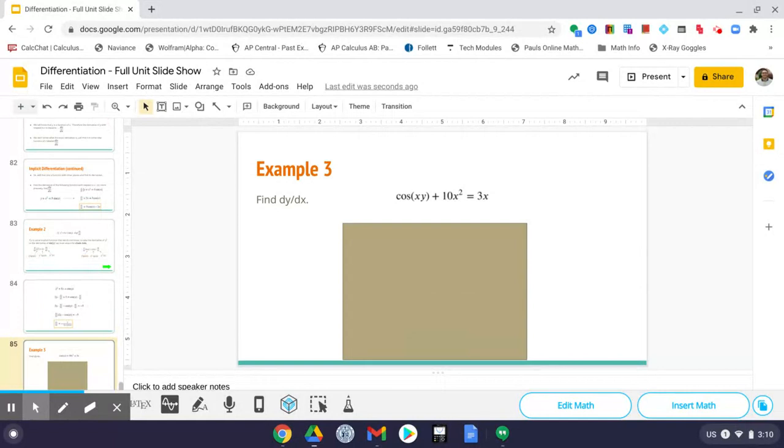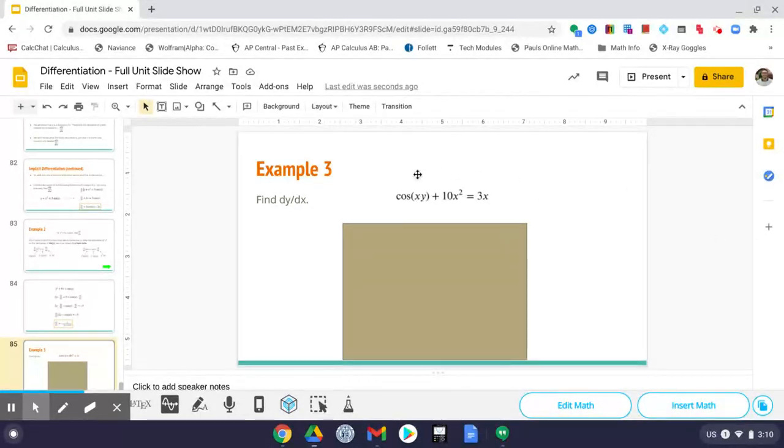All right, my third and last example for this opening of implicit differentiation. Here's my equation. I want to find dy dx. Okay, so now this one, again, bump up the heat just a little bit. What are all the different things that we're going to have to do?